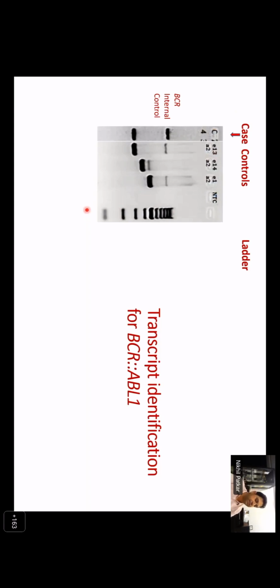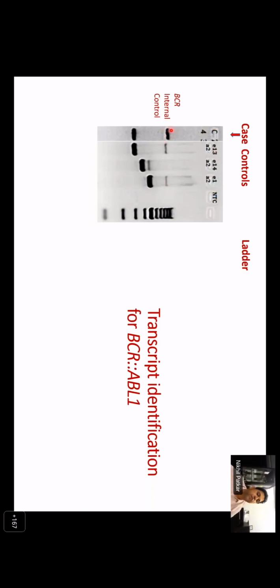So can you comment on what's happening here? So this is a transcript identification by PCR, for fusion of BCR-ABL1. Because it's a transcript, I think this is another blot study or test. So what does this line show? It says internal control. Right. So this is an internal control for a gene called BCR1.